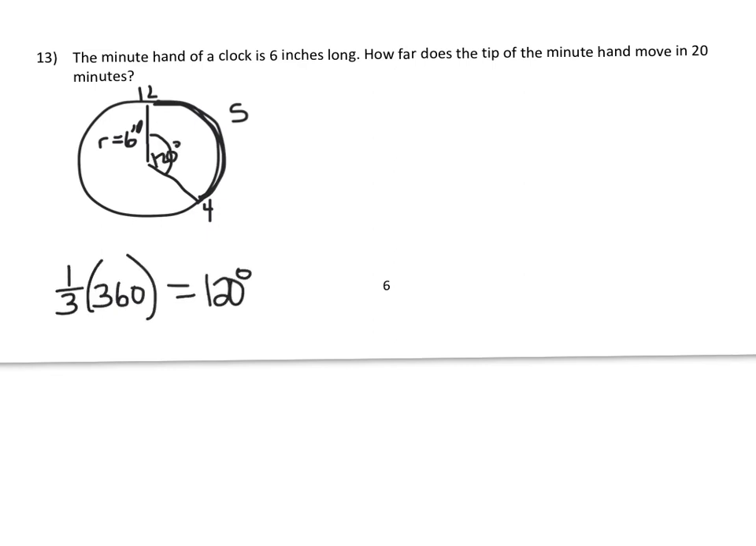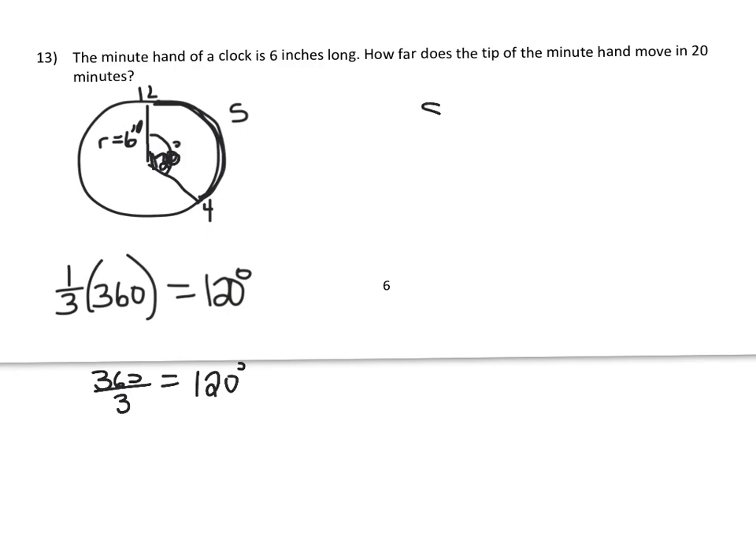Or you could just take 360 and divide it into 1, 2, 3 sections. This is one of them. So if you take 360 and divide it by 3, that'll also give you 120, however you prefer to look at it. But either way, the angle measure in degrees is 120. That's really hard to read, but that says 120 degrees.